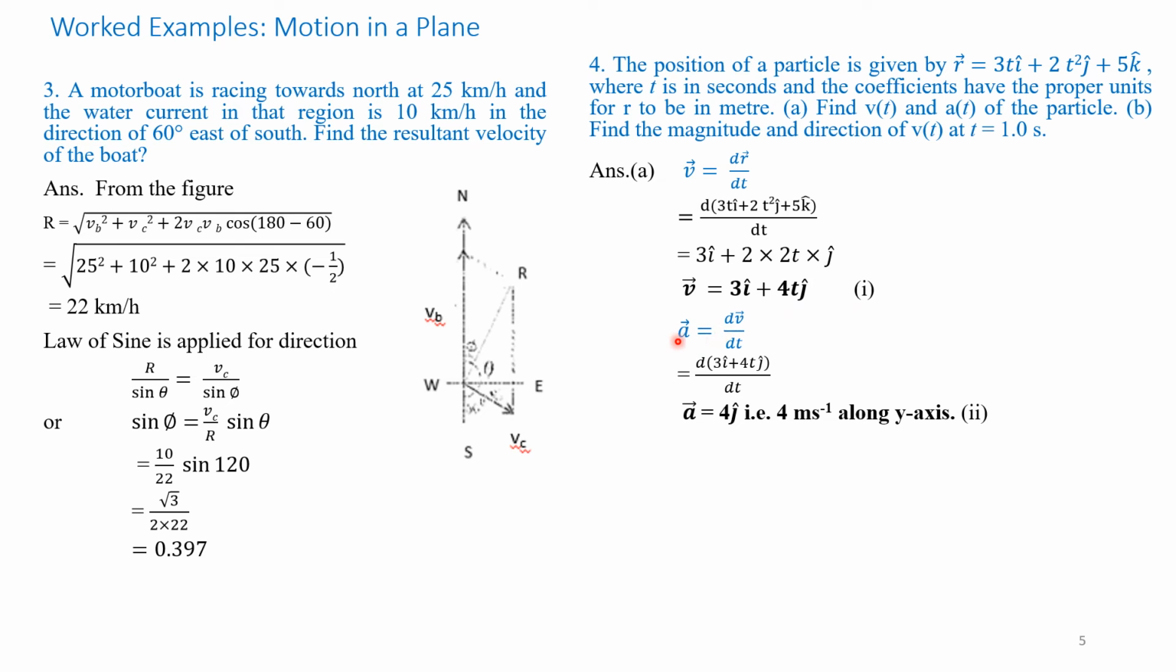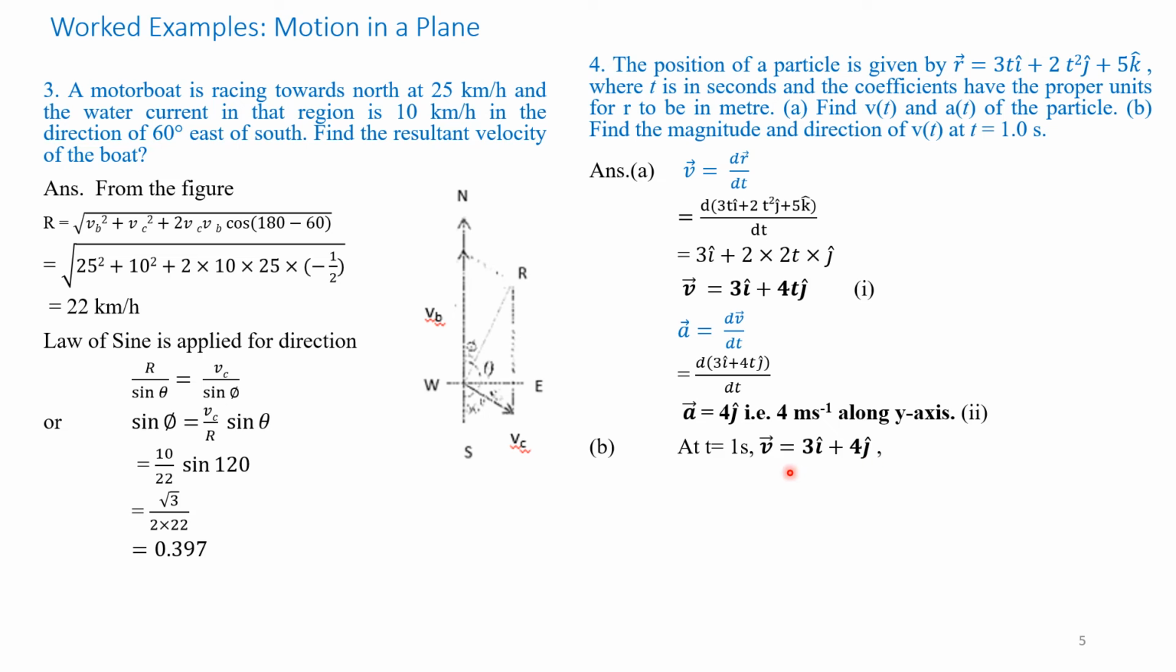Therefore, the acceleration is a equals dv by dt. By definition, acceleration is change in velocity to change in time. Therefore, that is equal to d by dt of v, which is 3i plus 4tj. Therefore, a is equal to d by dt of 3i, which is 0, and again plus d by dt of 4tj, which is 4j. Therefore, acceleration a is equal to 4j, that is 4 meters per second squared along y-axis.